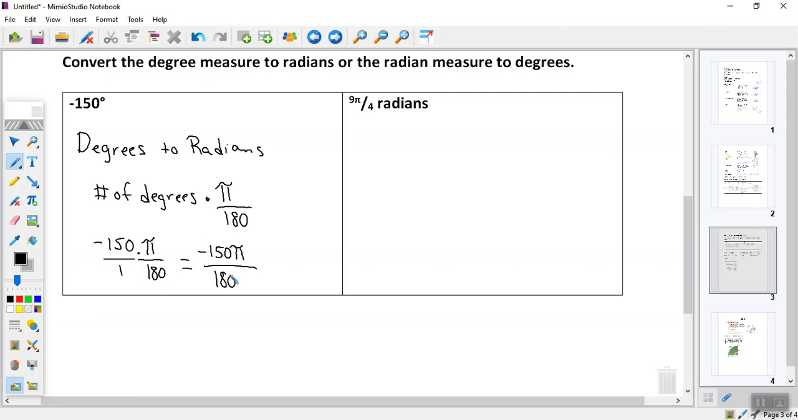Okay, can't 3 go into 15 and into 18? Yeah. How many times up here? 5. How many times did 3 go into 18? 6. So this is going to be equivalent to negative 5 over 6. Okay. So negative 150 degrees in radians would be negative 5 pi over 6. And if pi is left as part of your solution up here, leave it in there. I want you to leave your answer in terms of pi if it's possible.